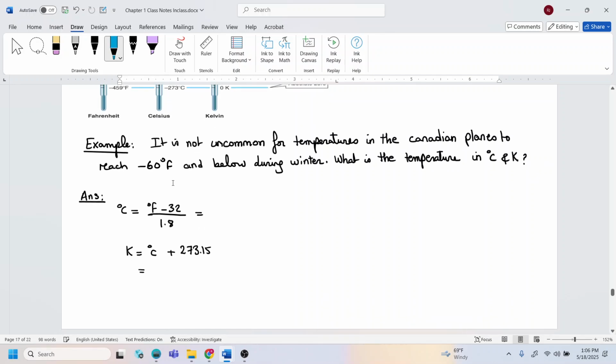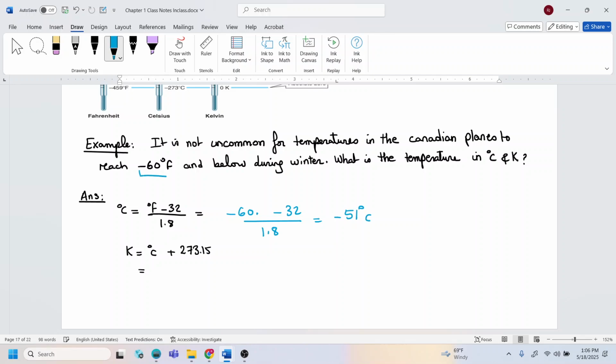Okay, so an example over here. It is not uncommon for temperatures in the Canadian plains to reach minus 60 Fahrenheit and below during winter. What is the temperature in Celsius and Kelvin? You are going to be given those equations, so just go ahead and plug in the numbers. So I know that this is minus 60 minus 32, divided by 1.8, and my answer is going to be minus 51 degrees Celsius.